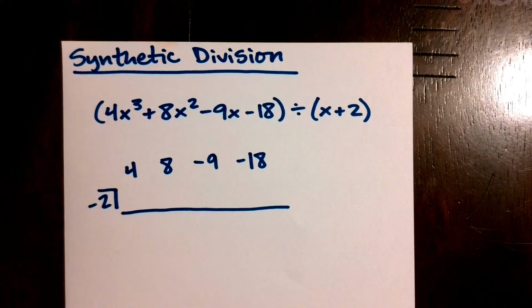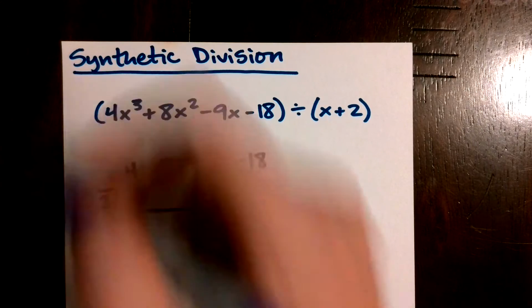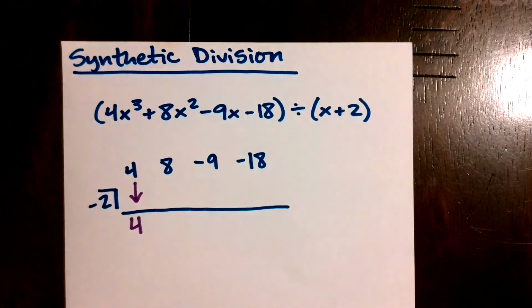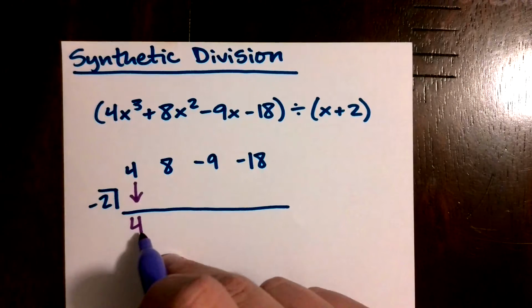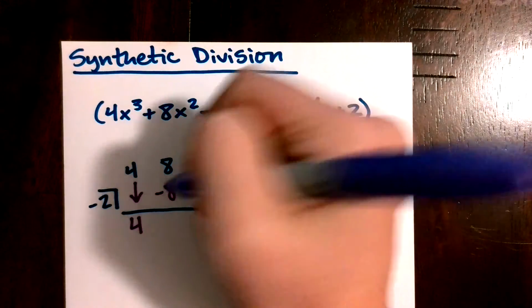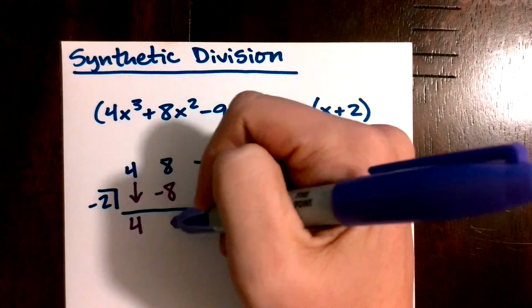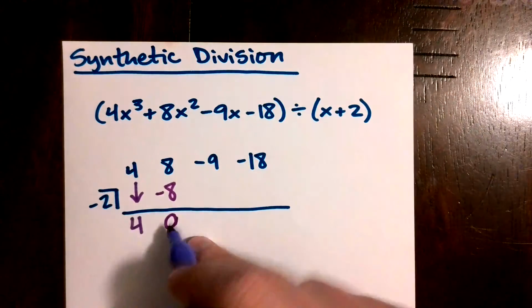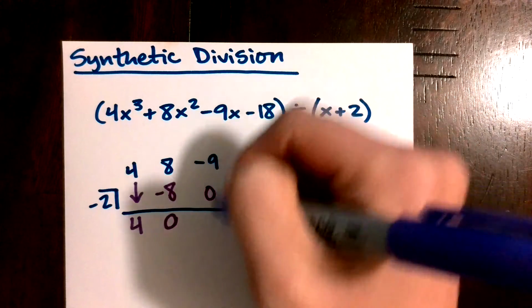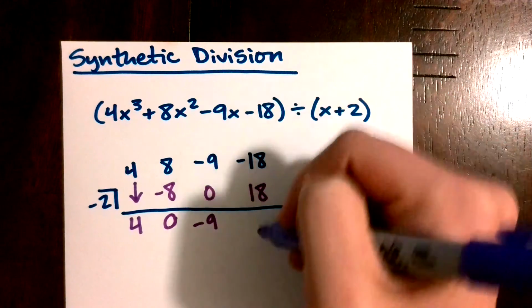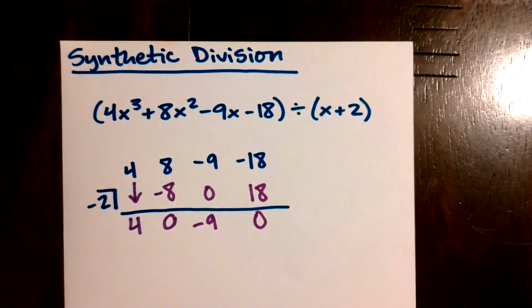So that's our setup, and now we are ready to start. Synthetic division starts by dropping the first coefficient, or the first number. Then we'll multiply by what's in the box. And now we've just got this pattern of combining, multiplying by what's in the box, combining, multiplying by what's in the box, combining, until we're done.